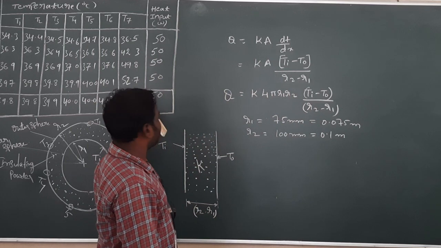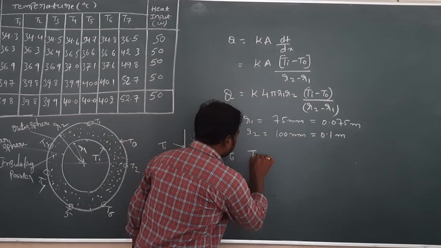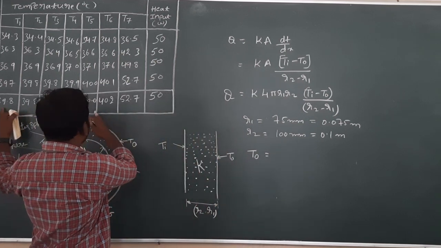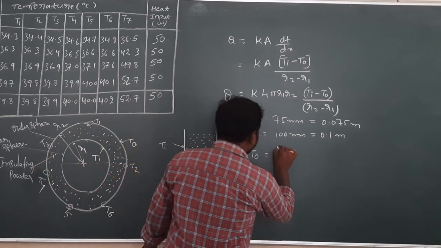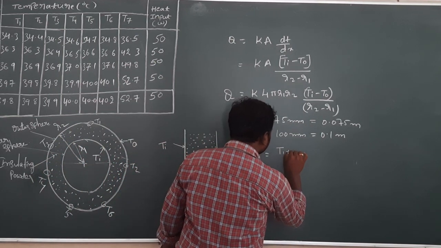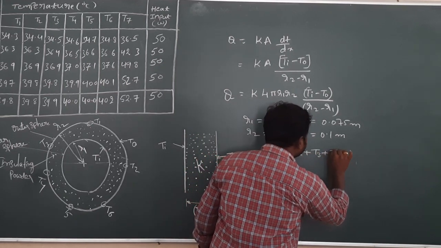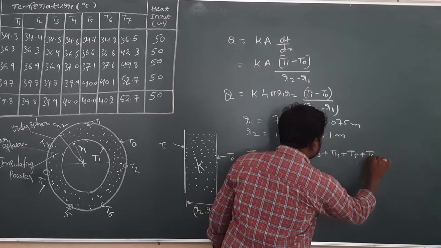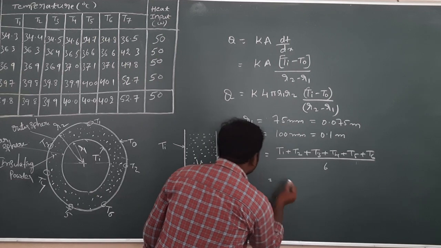This directly came from the table, and T naught, the surface temperature of the outside sphere, we need to find out, because 6 thermocouples are placed at various places of the outside sphere. So T naught equals T1 plus T2 plus T3 plus T4 plus T5 plus T6 divided by 6. Substitute the values.